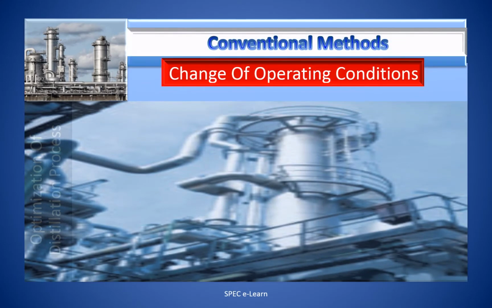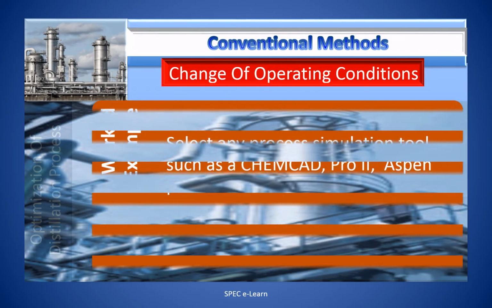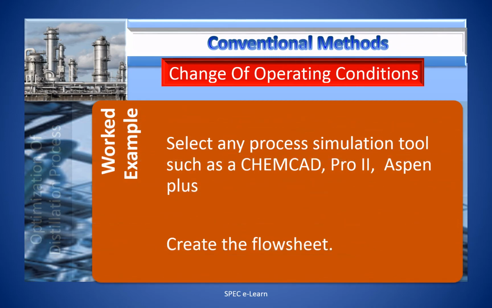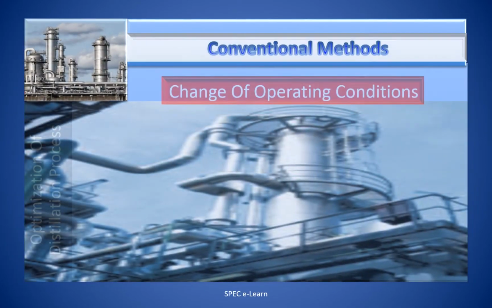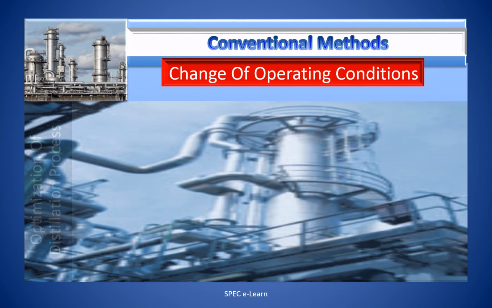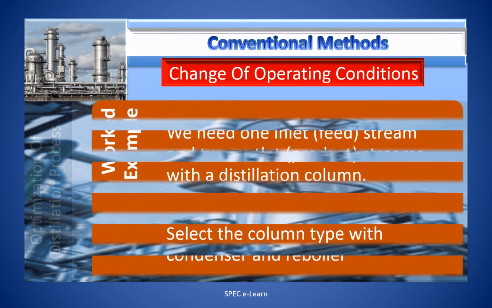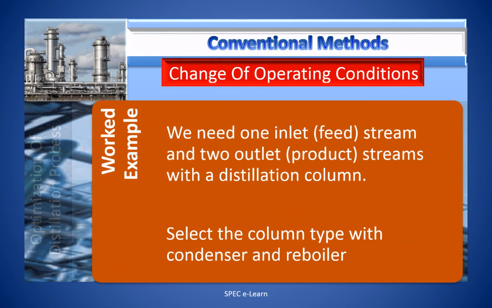Select any process simulation tool such as ChemCAD, Pro/II or Aspen Plus. Create the flow sheet. We need one inlet or feed stream and two outlet product streams with a distillation column. Select the column type with a condenser and a reboiler.